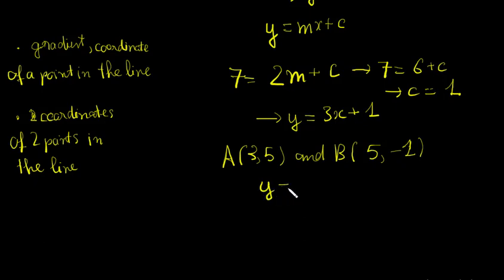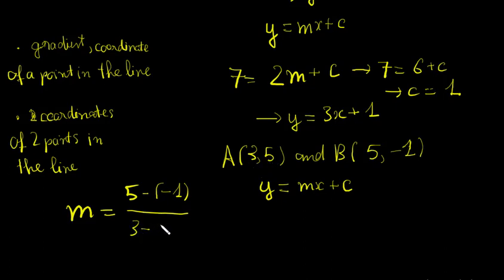We start with the general form mx plus c, and from the 2 points we can calculate the gradient of the line. The gradient is really easy to calculate. Take y1 minus y2 over x1 minus x2. Here, 5 minus minus 1 over, taking x1, 3 minus 5, equal to 6 over minus 2, equal to minus 3.